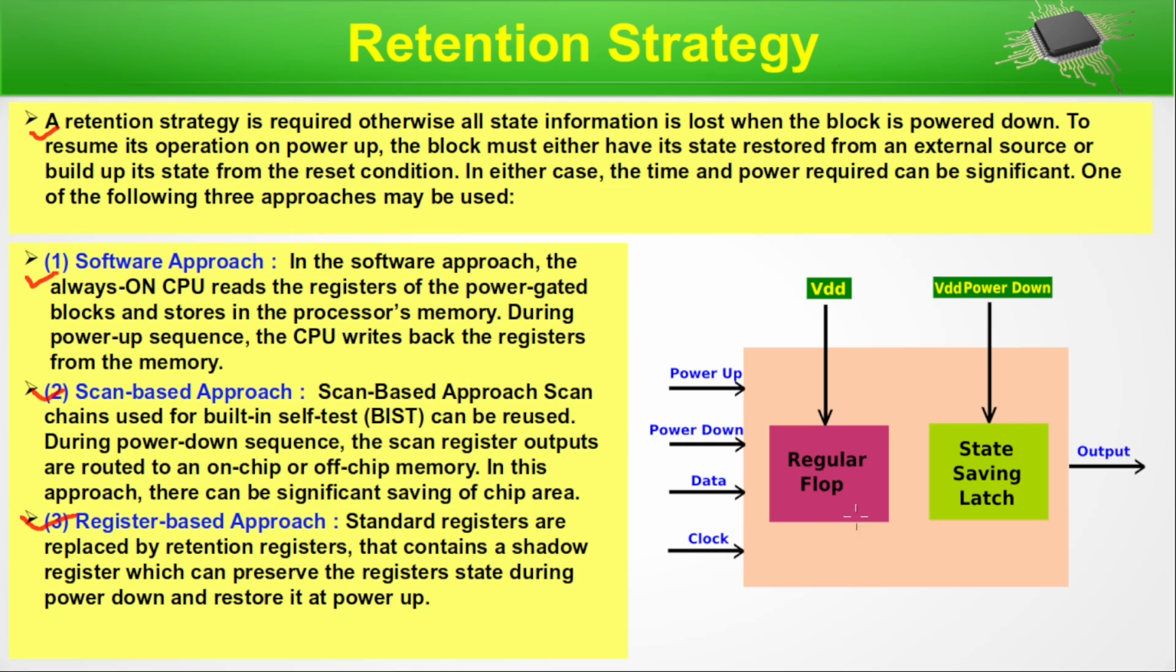Now this is the diagram. That's a regular flop, that is a state saving latch. It is VDD, and this is VDD when power is down because it's a state saving latch. When the general VDD is down, this regular flop is powered down. Although at that time this state saving latch has power because of that kind of backup connection. In power up, power down, data flow, data are going inside, whatever the state that is getting saved here. The power up and power down connections are also here. The data is stored here and we get it from there.